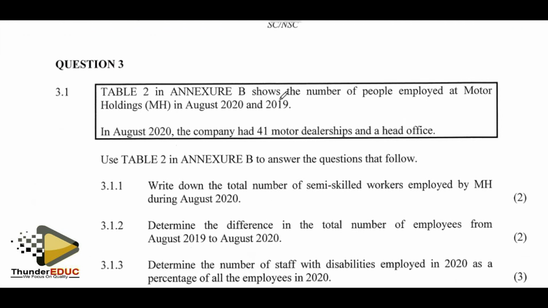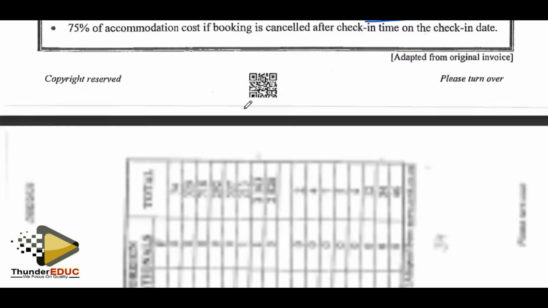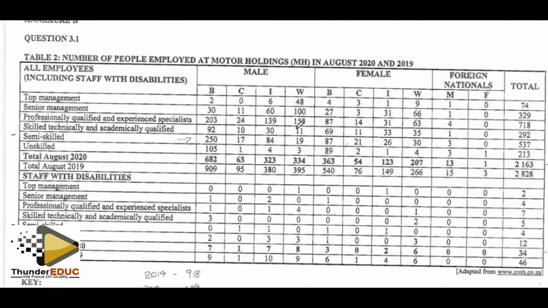Question number 3. It says we are going to use an annexure. Number 3 wants us to use an annexure. Write down the total number of semi-skilled workers employed by MK during August 2020. Go to the annexure there. This is the annexure. I want you to see it clearly.